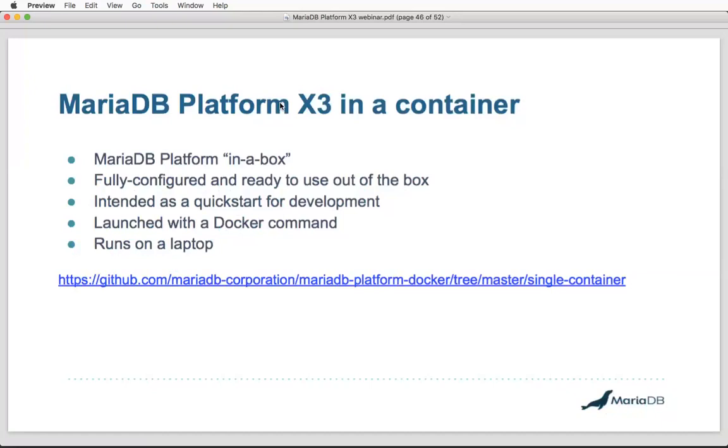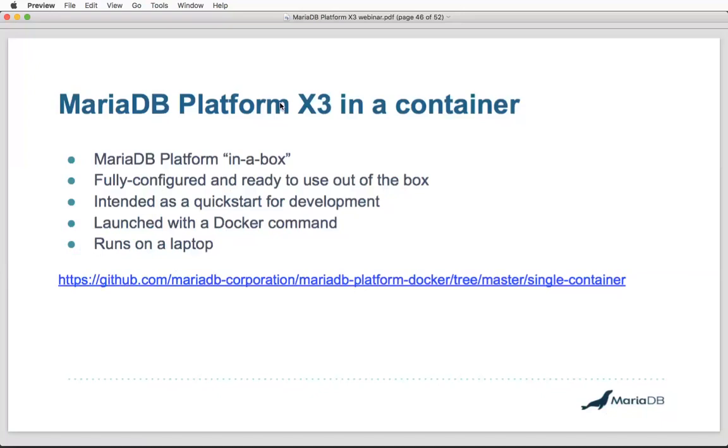So we created an all-in-one or out-of-the-box platform-in-a-box container. It's one single image, one single container. When it starts up, you'll get a fully configured MariaDB platform deployment, similar to what you might see in a staging or small production environment. This is really intended for getting started. It's a quick start, as it says here, for development.